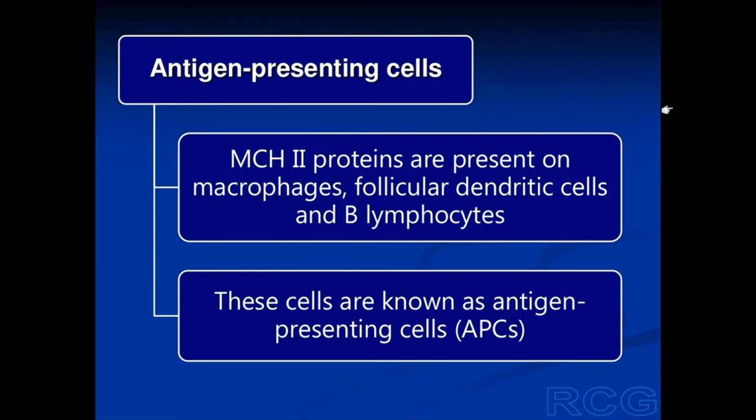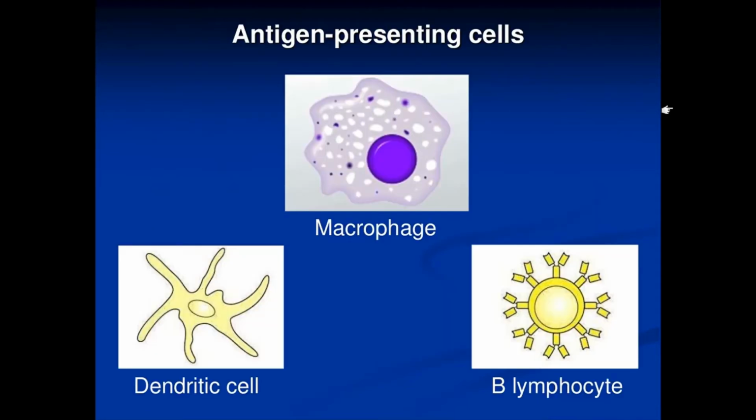These are the antigen presenting cells, as the MHC II proteins are present in the macrophages, follicular dendritic cells, and the B lymphocytes. These cells are known as antigen presenting cells, and these are very important for the action of the MHC class II. Here, these are the dendritic cells which are present all over our body, macrophages, and the B lymphocytes.